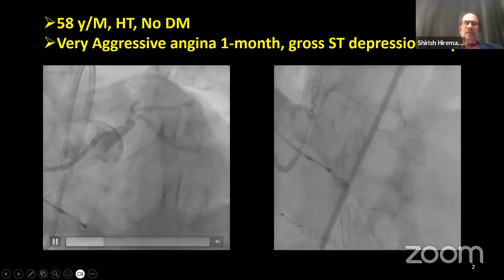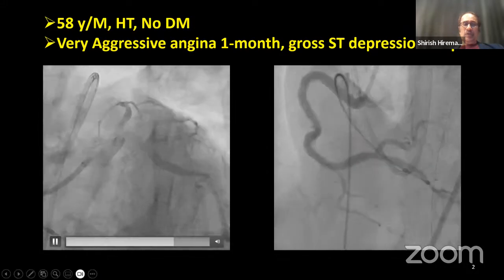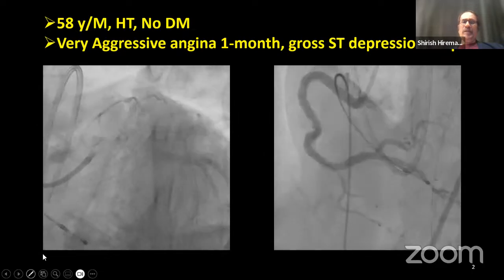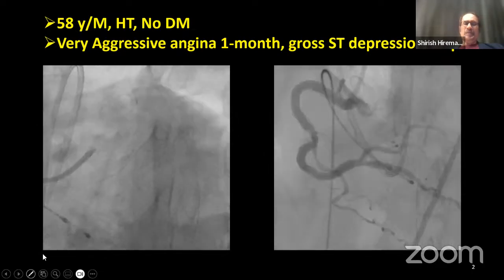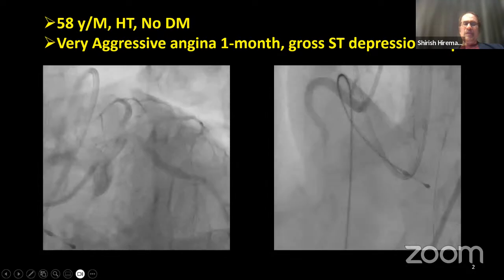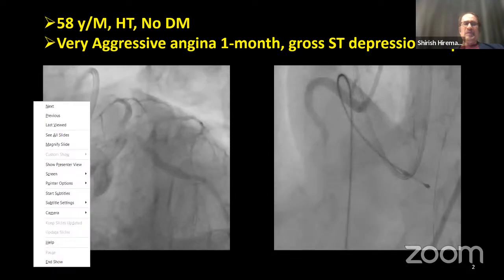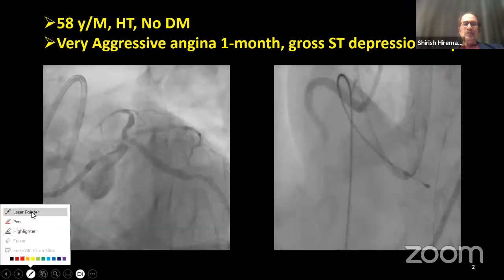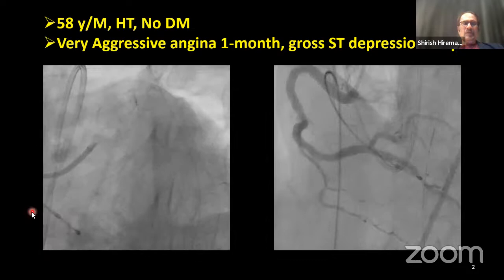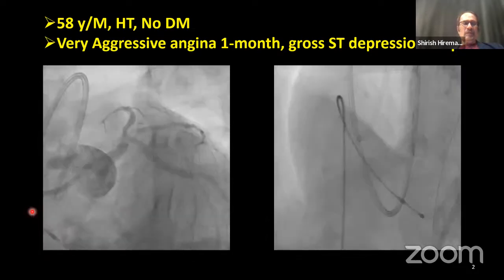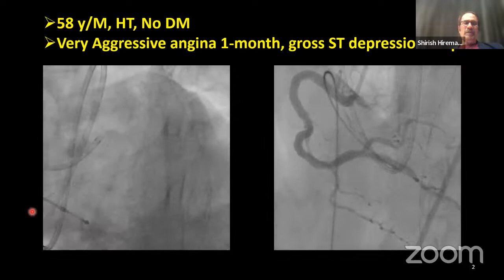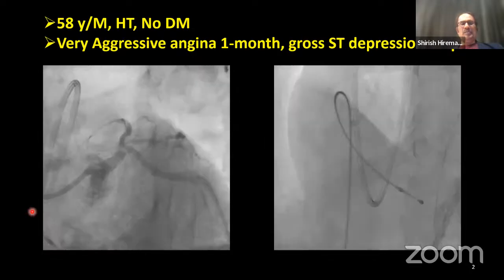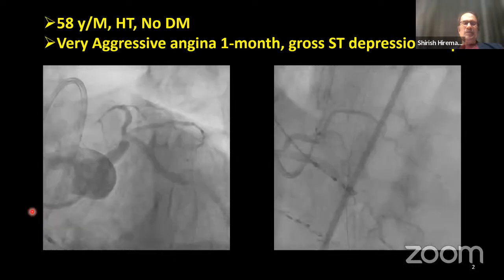In fact, the story is he was booked for a CABG, but every week before he went for CABG, he was getting into heart failure because of mitral regurgitation. So the patient had already spent about a month or so getting into hospital and going home, being told to come next week and so on. And this is the angio.